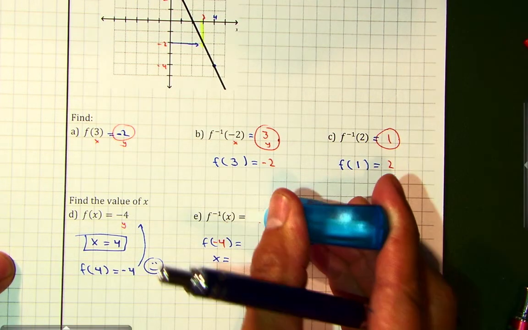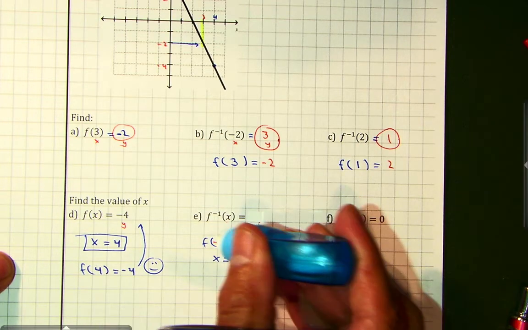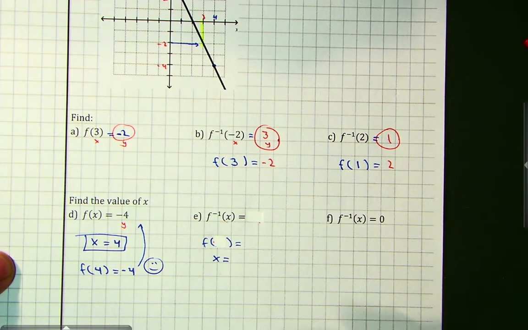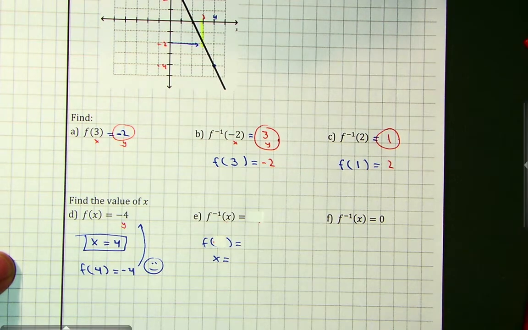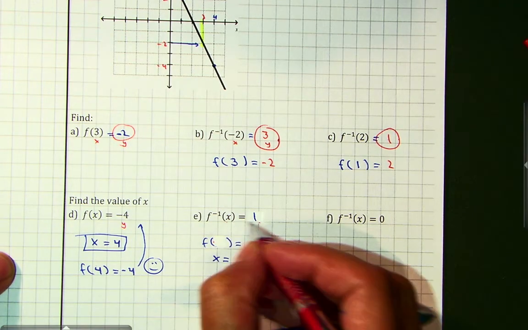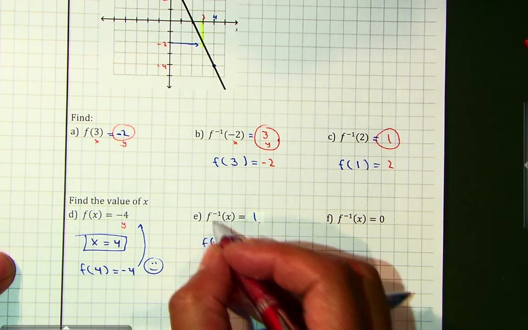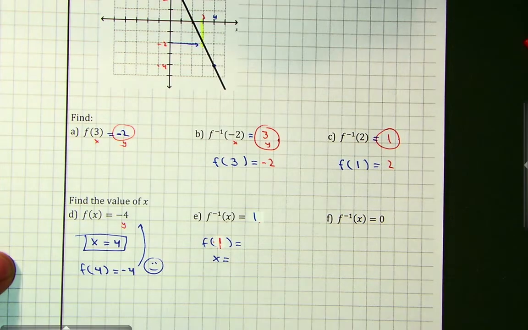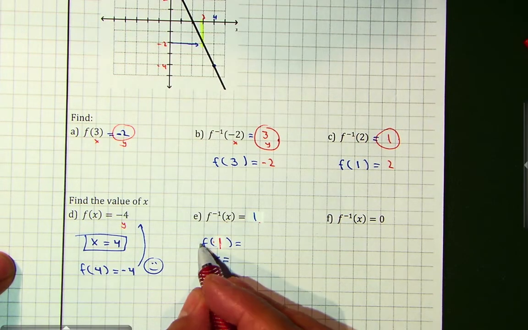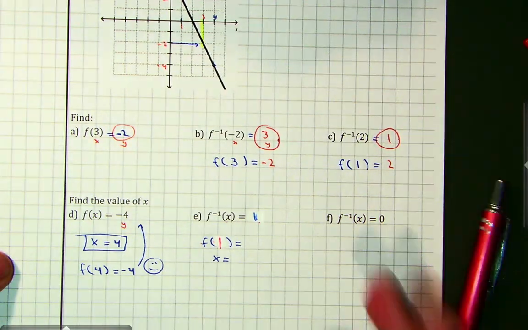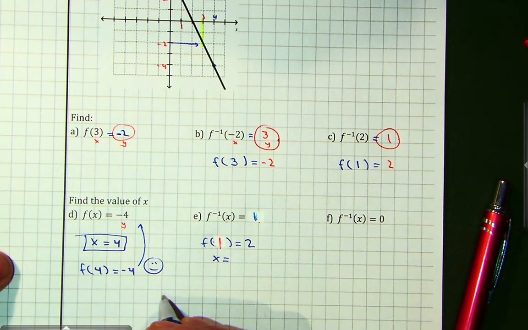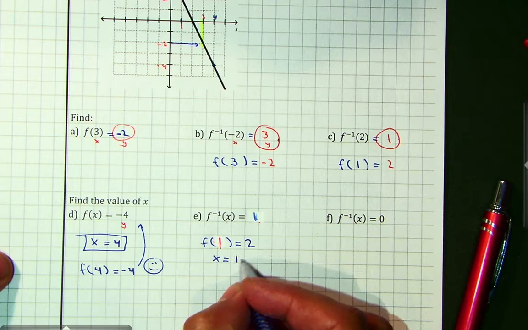So let's place a 1 in here. So this is your x, that's your y of your inverse function. So I'm going to plug it. That will correspond to your x value on your original function. So plugging in 1 gives you 2. So therefore, x equal to 1.